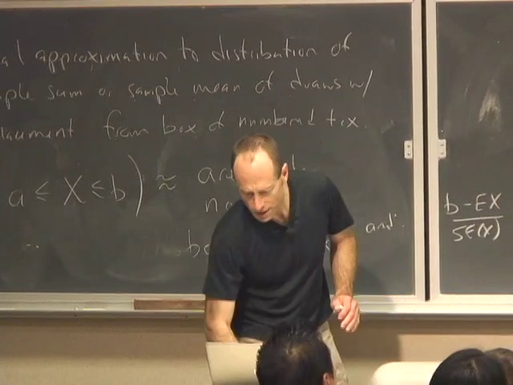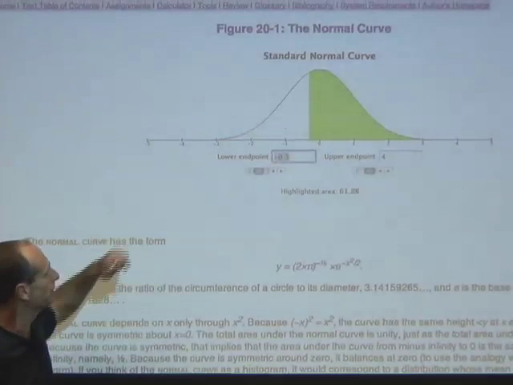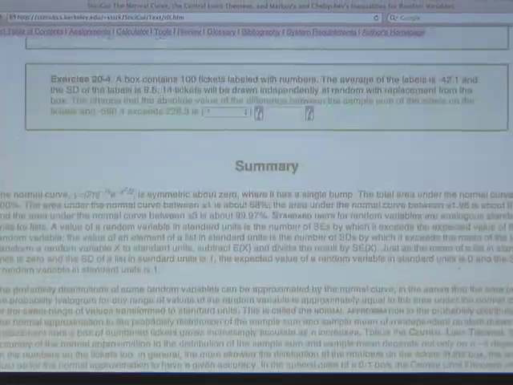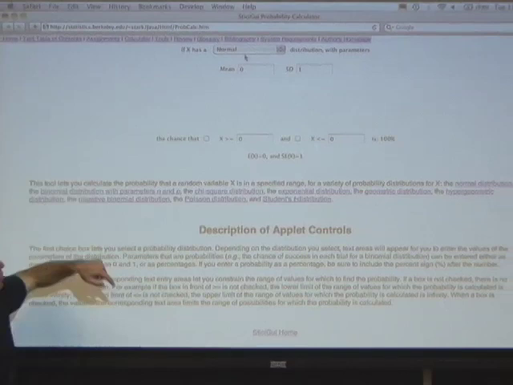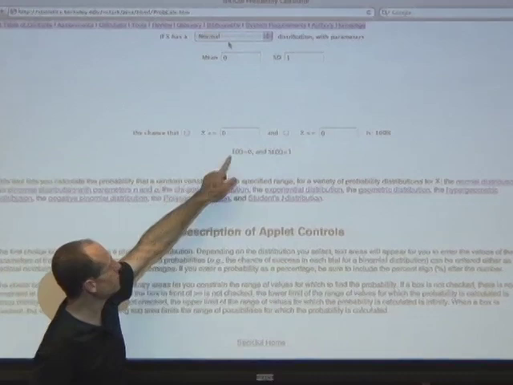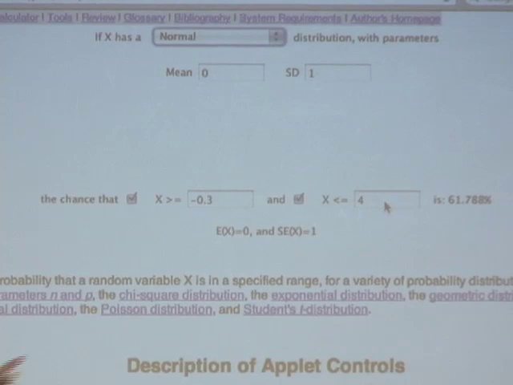Okay. If you want to find the area under the normal curve for an arbitrary range, you can do it using this applet. There is also the probability calculator, look at tools, the probability calculator that you've seen, this normal distribution. So this is the area under the normal curve. Standard normal curve has mean 0 and standard deviation 1. Then you can use this to find the range as well. We just did minus 0.3 to 4. And we got 61.8%. This is giving us a few more digits of accuracy, 61.788%. Okay.